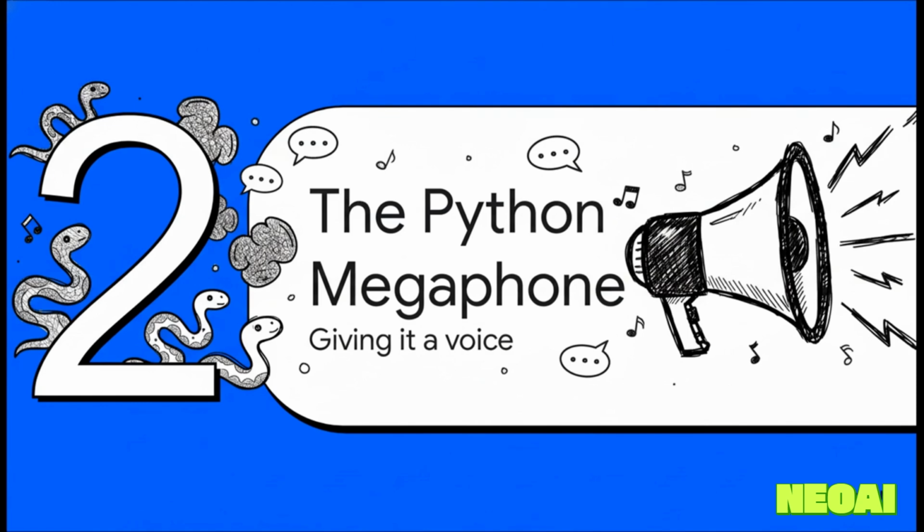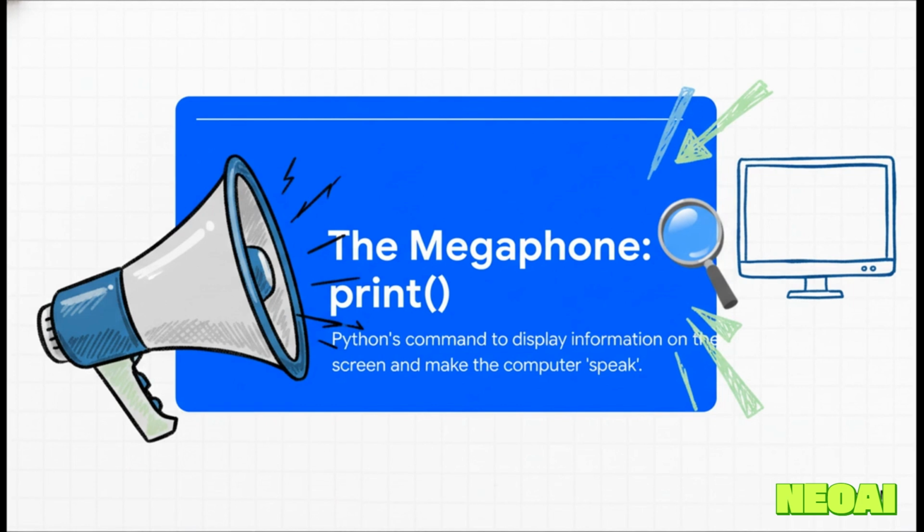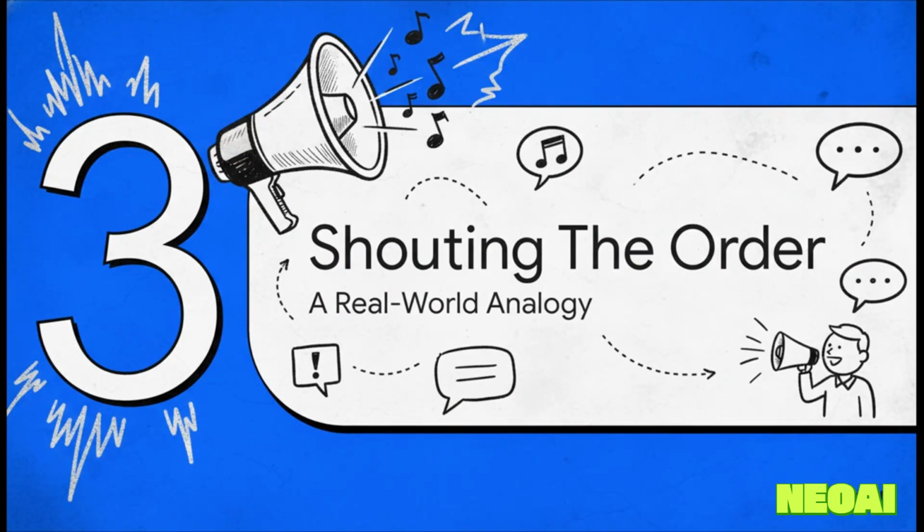Well, luckily for us, Python gives us a perfect tool for the job. And that tool is the print command. I want you to think of it as a megaphone. You hand it a message, and it just shouts that message out for you to see on the screen. It's our direct line of communication, our way to see what our code is really up to. So how do we actually use this megaphone in practice?